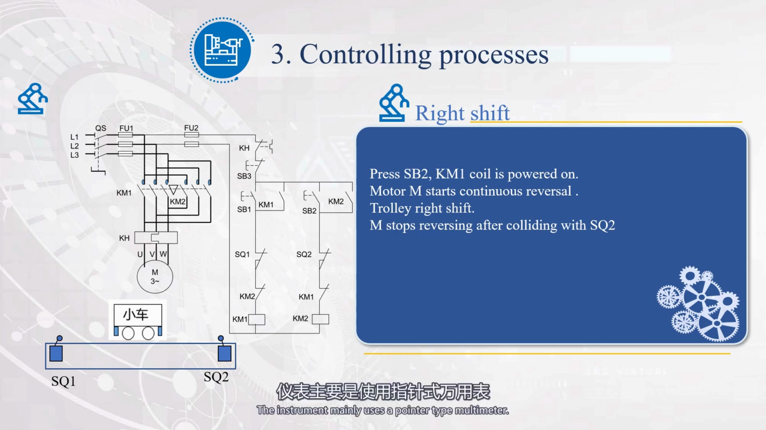The instrument mainly uses a pointer-type multimeter. Before installation, components need to be tested to measure whether there is any damage to the components. Avoid unnecessary repetitive work and improve work efficiency. For example, after installation, it is only discovered during power-on testing that the components are damaged and have to be removed and reinstalled, which is time-consuming and labor-intensive.